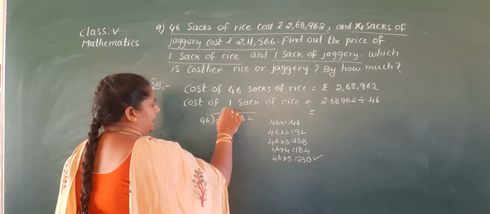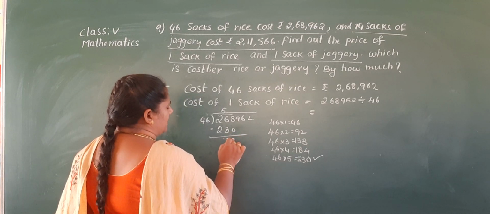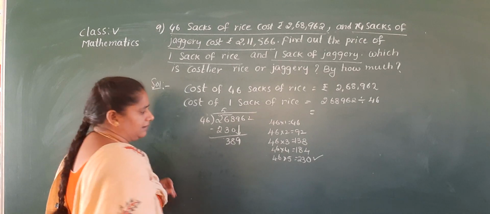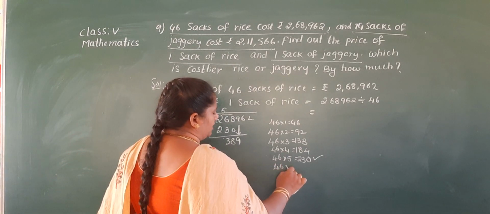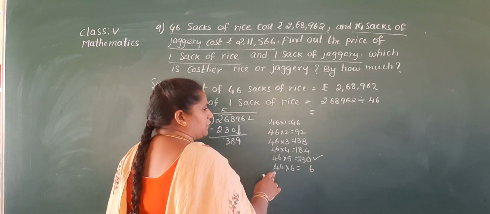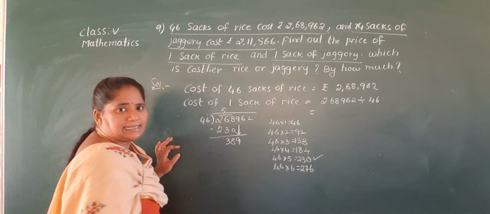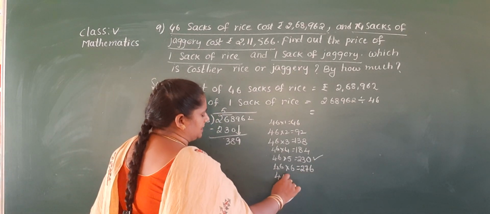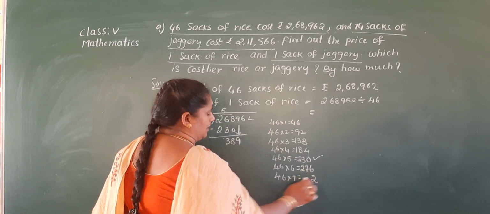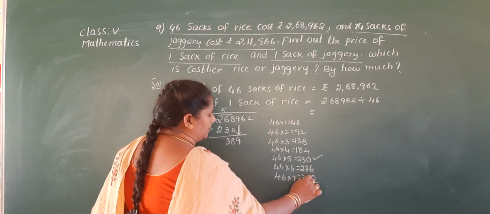So you write 5 times 230. 8, 6 minus 3 is 3. Now take down 9, 389. As 46 into 6, 6 6 are 36, 3 in hand, 6 is down. 6 4 are 24 plus 3, 25, 26, 27. 276. Next 46 into 7. 7 6 are 42. 4 in hand, 2 is down. 7 4 are 28 plus 4. 29, 30, 31, 32.